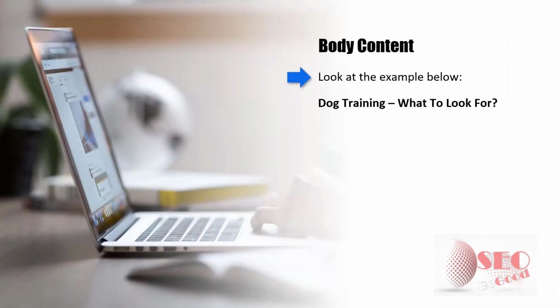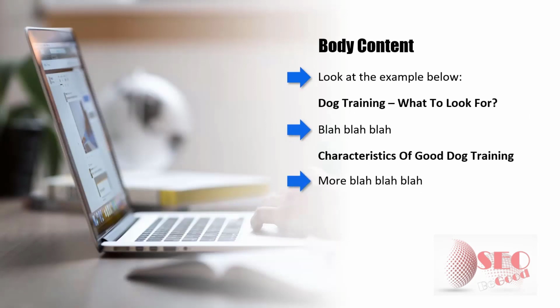Look at the example below. Dog training, what to look for, blah, blah, blah. Characteristics of good dog training, more blah, blah, blah. The best dog training, final blah, blah, blah. In this example, the red sentence is the title of the content or the main heading, so this should be where we put our H1 tags. This happens automatically with a WordPress website. The blue sentences are secondary headings, so you could put the second one in an H2 tag and the last one in an H3 tag.